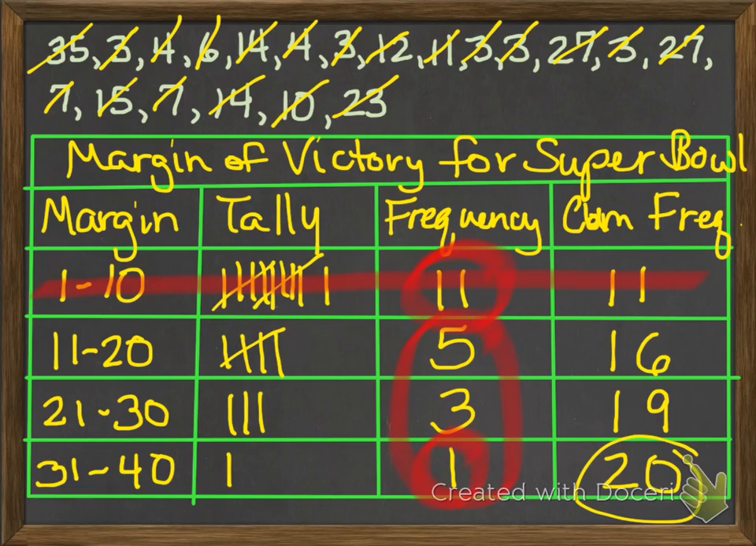How could this help you make a prediction about next year's Super Bowl? Probably if you looked at this frequency table, you would decide that next year's Super Bowl is going to have a small margin of victory, unlike this year's Super Bowl. So frequency tables can help us see patterns, they can help us make predictions, and help us forecast future events.